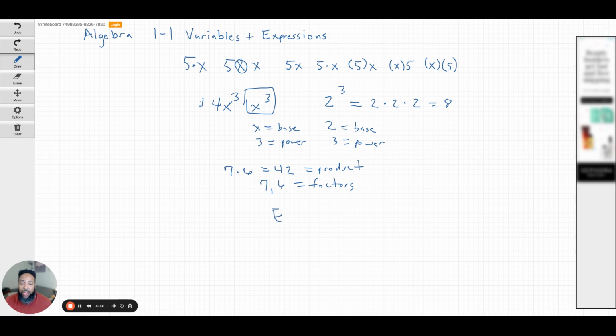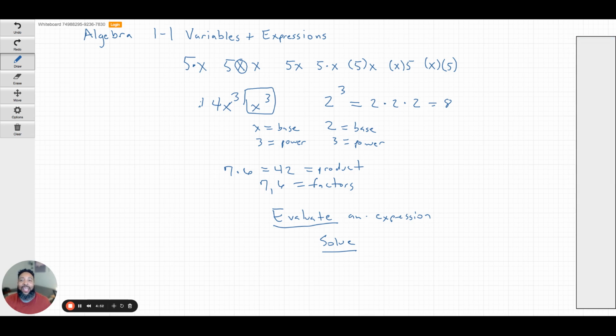So also, you're going to hear this word a lot in algebra: evaluate. When you're evaluating an expression, basically all that means is you're just trying to solve the problem. So evaluating an expression means you're trying to solve that problem. So these are some of the vocabulary that you're going to experience in algebra. This is the beginning of algebra, so I'm just trying to get you acclimated to certain vocabulary in order for you to feel comfortable while you're doing this.